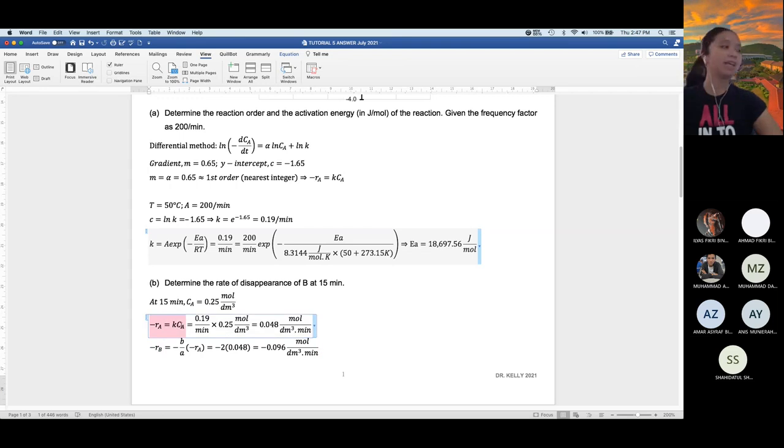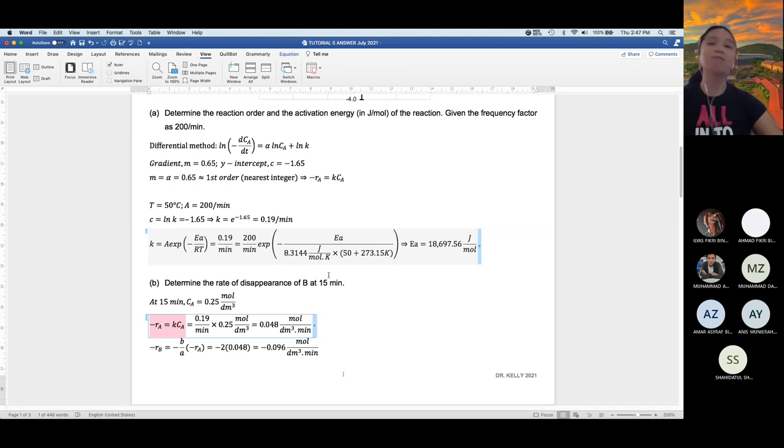Okay, so minus RA. In the first part, we already established alpha is 1, right? Alpha being 1 means the reaction order with respect to A is first order. Hence, the rate law is minus RA equals KCA. So that means we have to find minus RA first. But there is a condition.